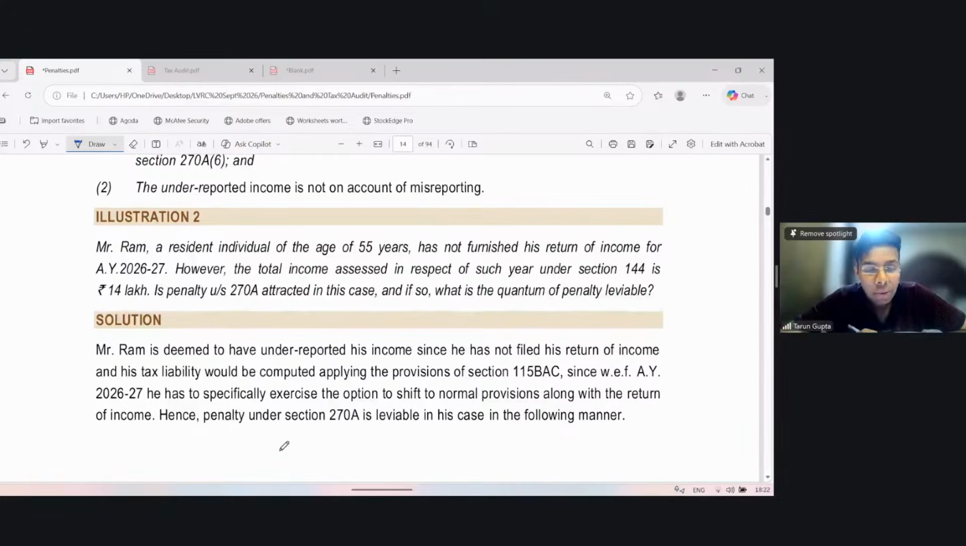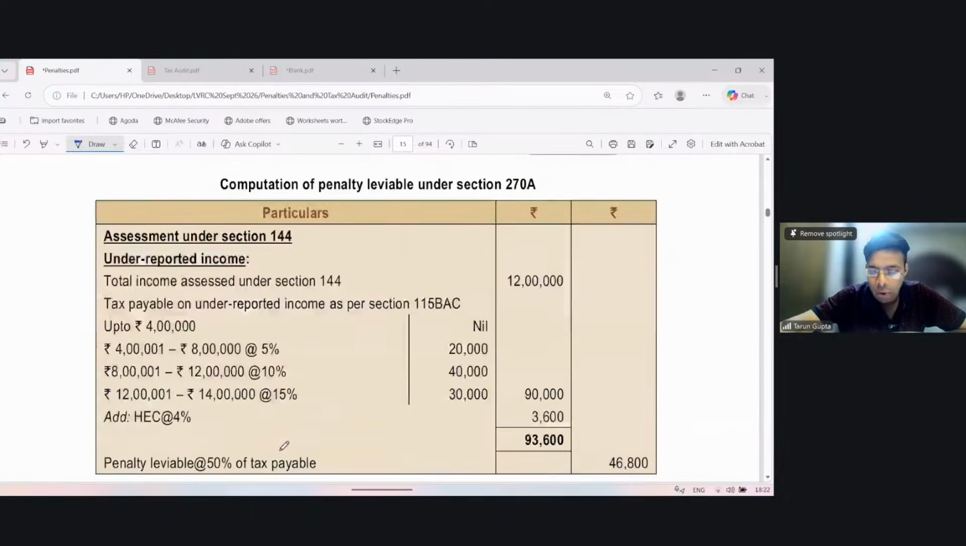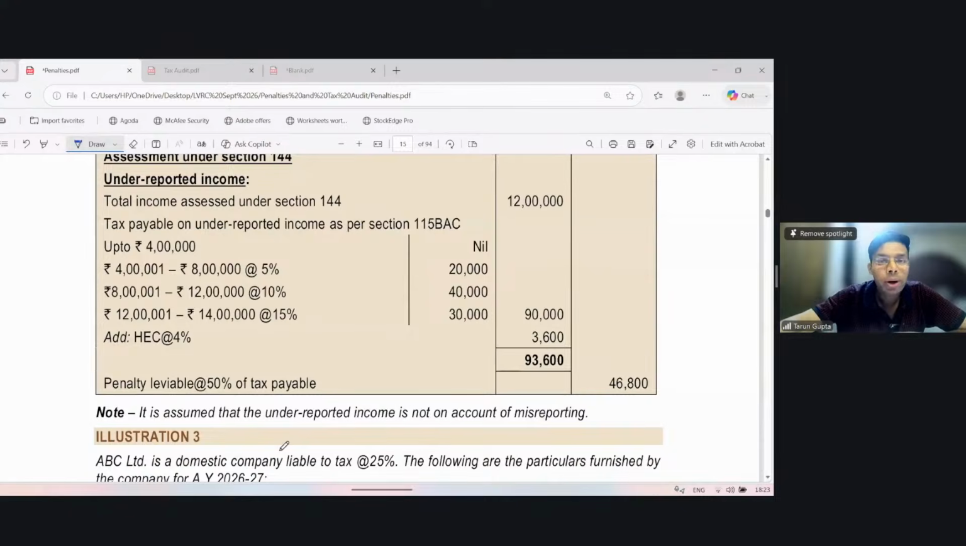Is the penalty under section 270A attracted in this case? Yes, because it's a case of underreporting. And what is the quantum of the penalty? So, how do you compute the penalty? You will compute the tax on 14 lakh, and 50% or 200%, as the case may be, of this tax shall be the amount of penalty.